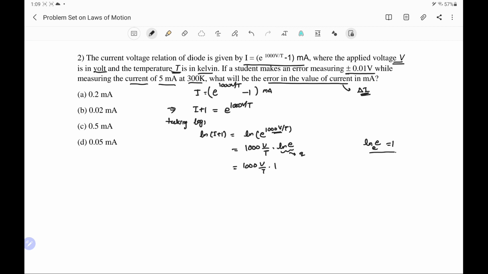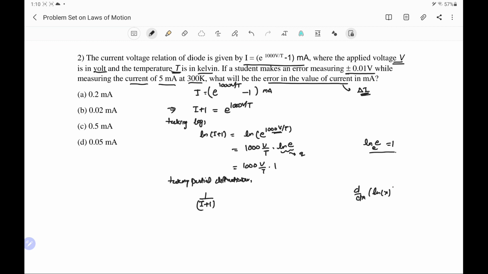Now, taking the partial differentiation on both sides, we will get 1 by I plus 1. This is the differential of ln x.